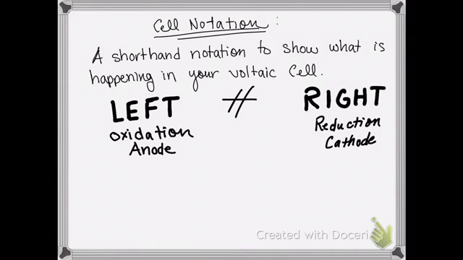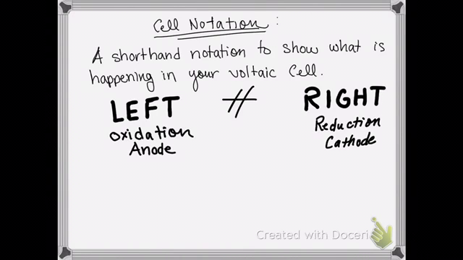Okay, the last thing that I'm going to show you how to do is something called cell notation. Cell notation is just a shorthand notation to show you exactly what's going on in your voltaic cell. But there are a couple rules. Over on the left side, you have to have the oxidation going on at the anode. And on the right side, you have to have the reduction at the cathode. So anode on the left, cathode on the right, starting with oxidation, ending with reduction.